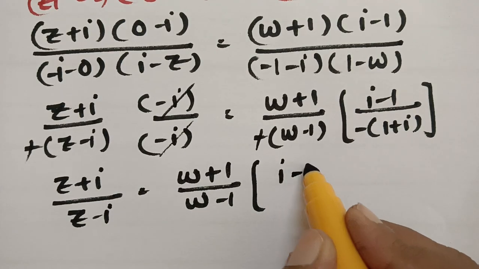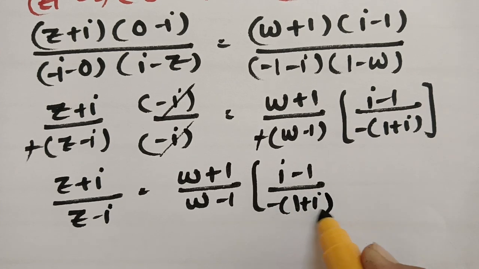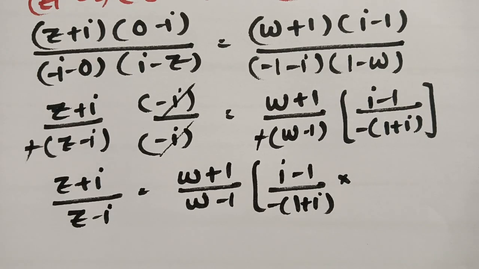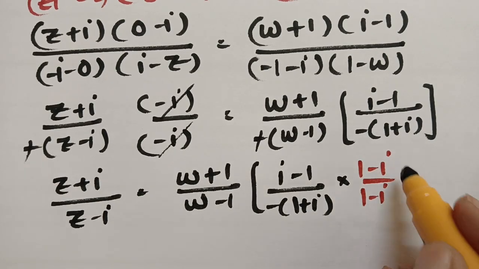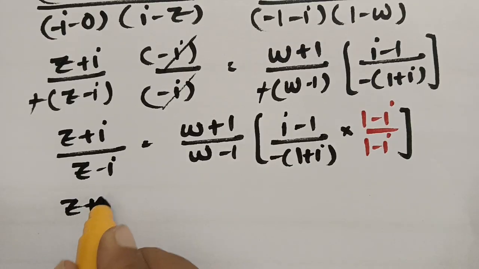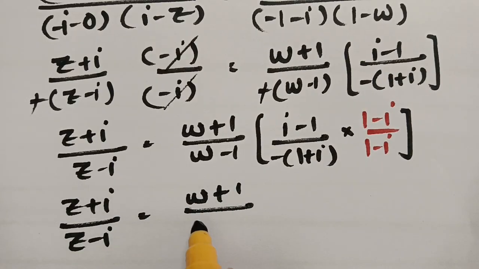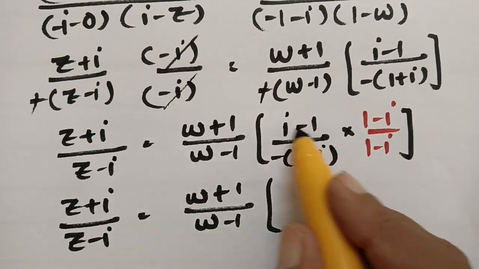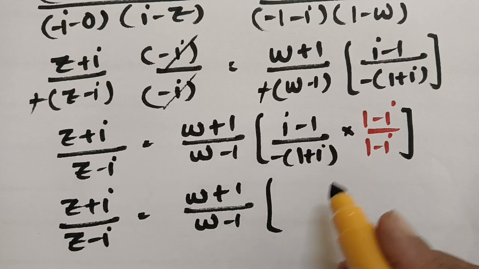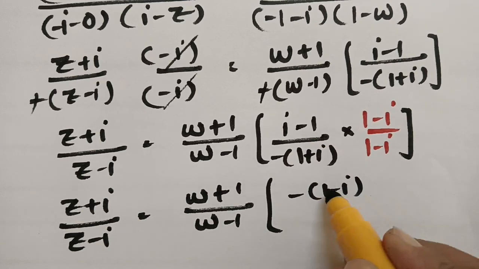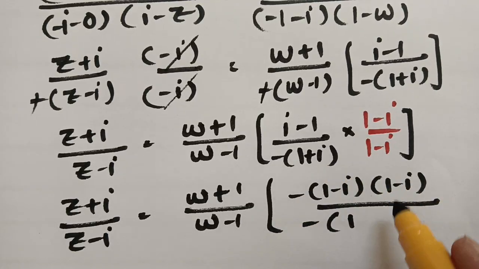This is 1 over i minus 1. So if I multiply, this is 1 plus i. If I multiply and rationalize with 1 minus i, 1 minus i, see, our calculation will go simpler. This is z plus 1 by z minus 1, this is w plus 1, this is w minus 1. So here if I multiply this one, see what happens. If I take minus common, this will be 1 minus i, this is 1 minus i. And see, already this is i square. So a square minus b square.